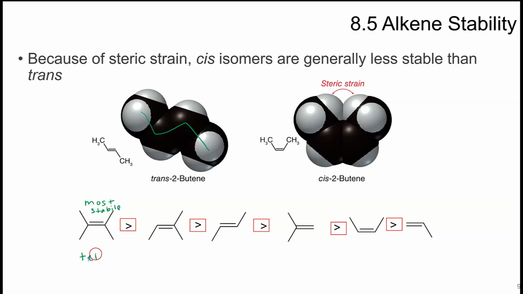This is a tetrasubstituted. That means there's 4 substituents coming off of the double bond. The next most stable is a 3 or trisubstituted. Then we have disubstituted in the trans. And we have disubstituted in the geminal. So this still has two groups coming off of it, but they're both on the same carbon. And then we have the disubstituted cis, and then monosubstituted. This one is least stable.